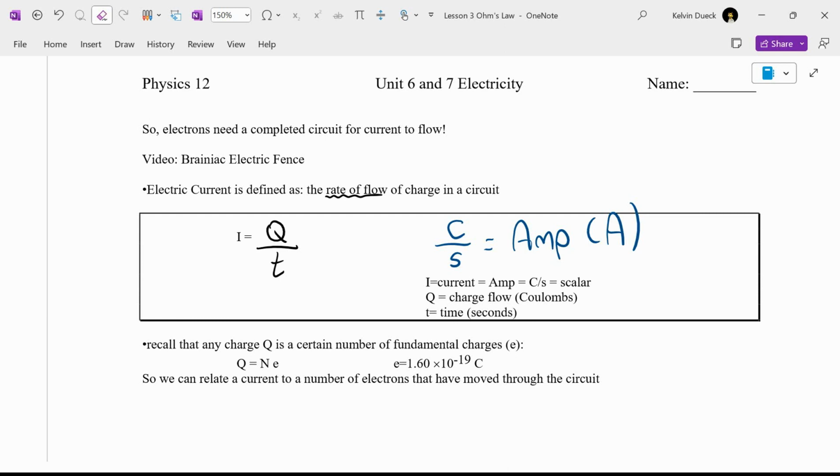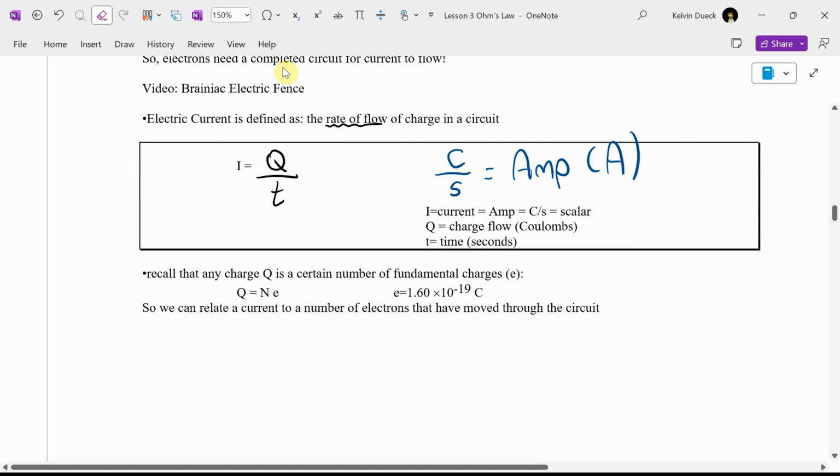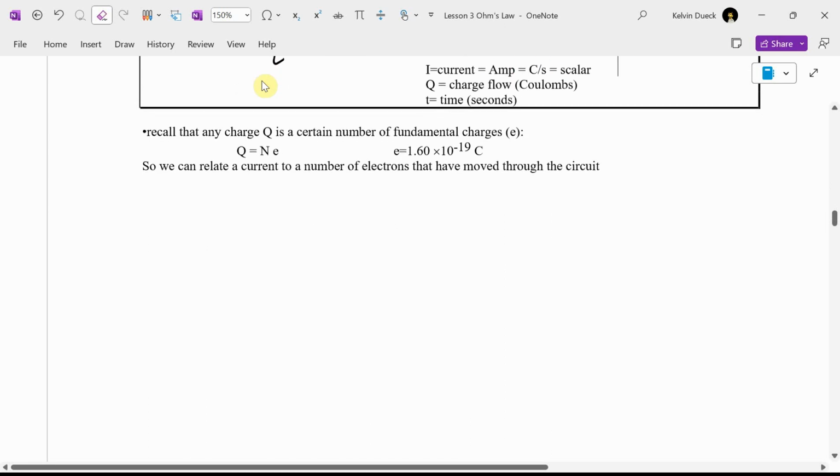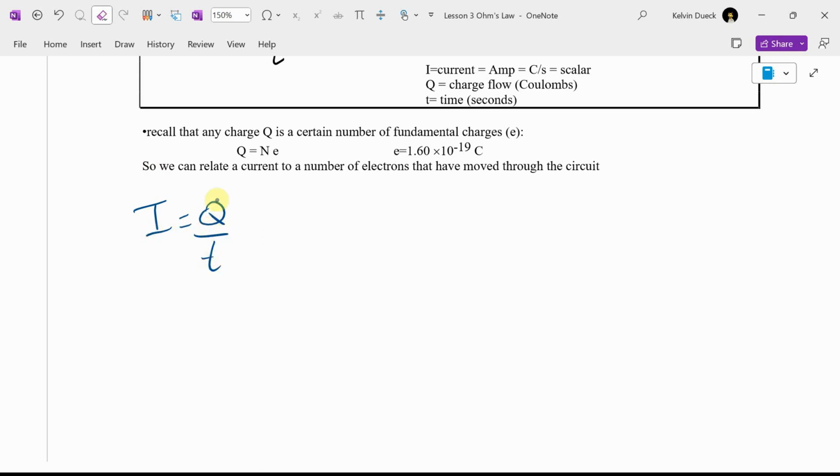By the way, this also means, because we know that one electron has a charge of 1.6 times 10 to the negative 19 coulombs, you can actually figure out how many electrons have passed through a circuit over a given time. Because charge is the number of electrons times the elementary charge, we can say this: if I equals Q over t, and then I stick this in there, I get I equals N times the elementary charge divided by time. Carter, get the N by itself.